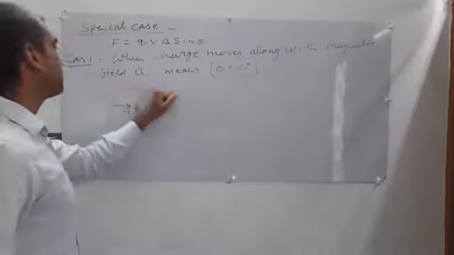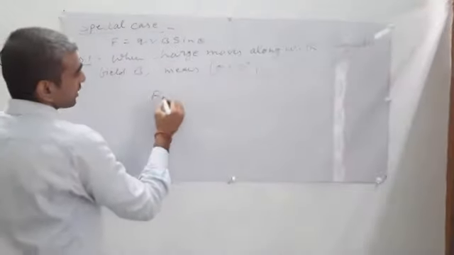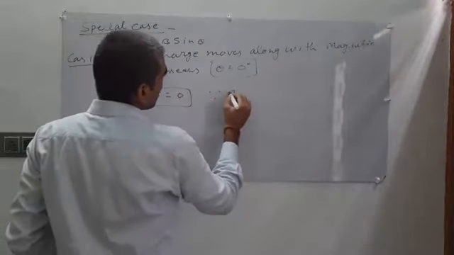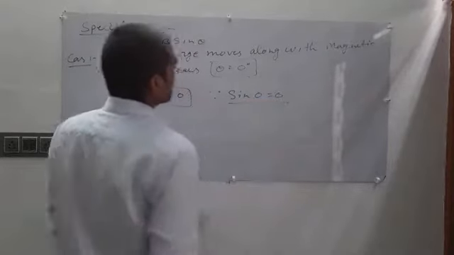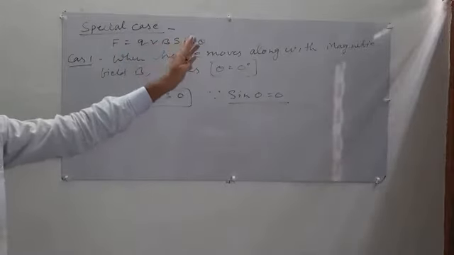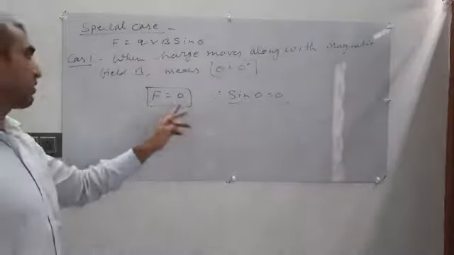And when you put theta equals 0 in this equation, your whole equation becomes 0, because sine 0 equals 0. And when we multiply 0 with all these terms, all these terms become 0. That means F equals 0.